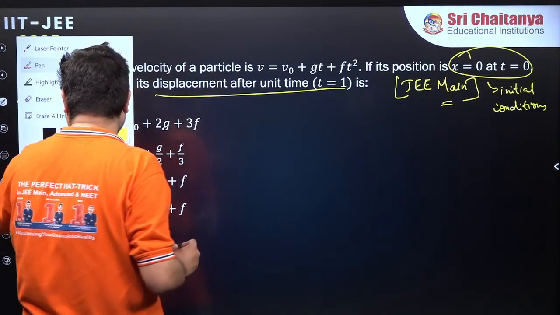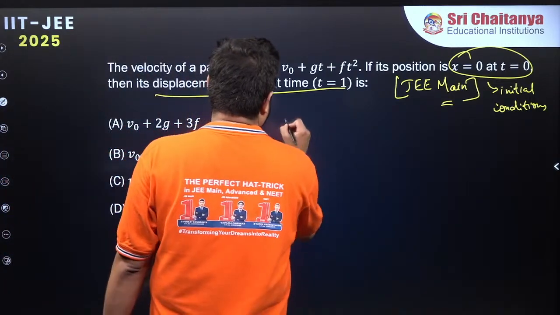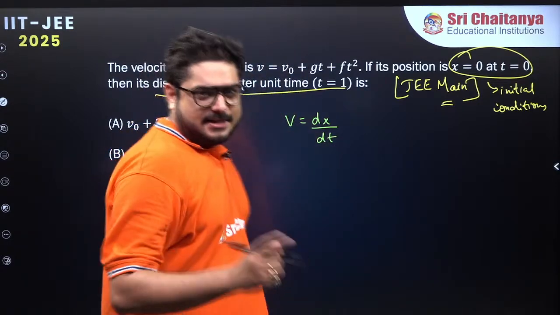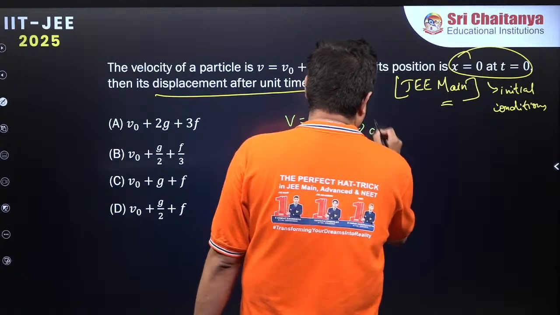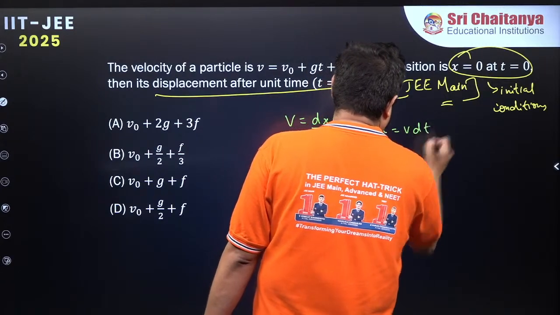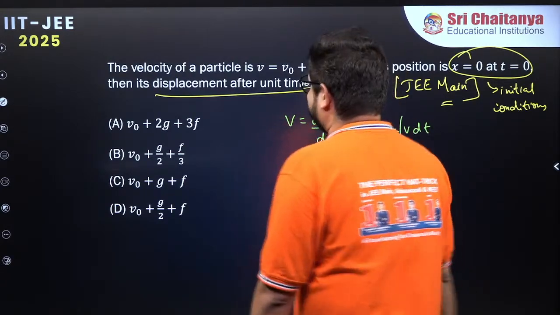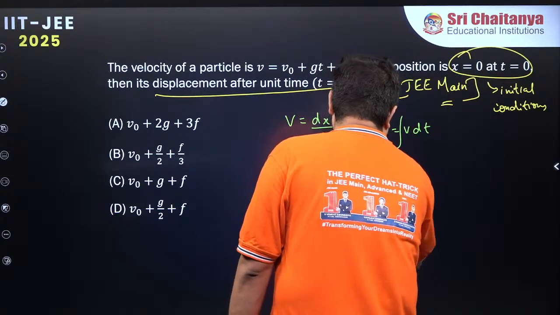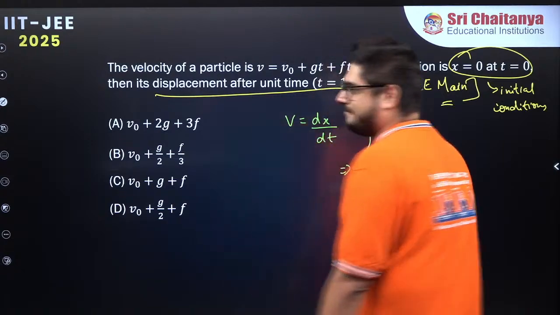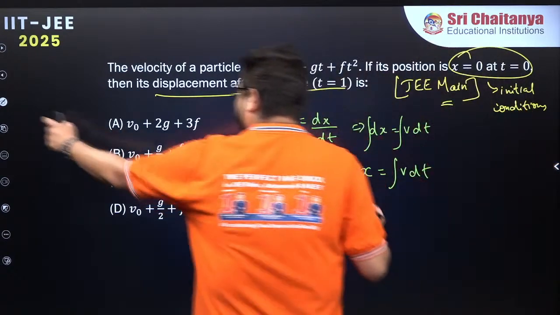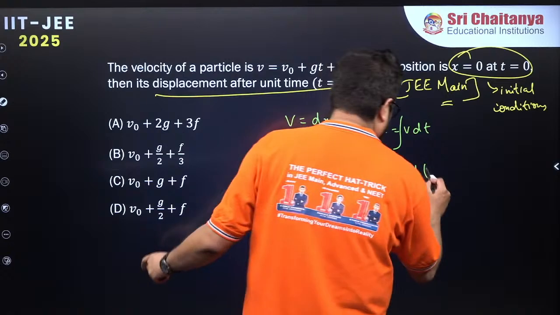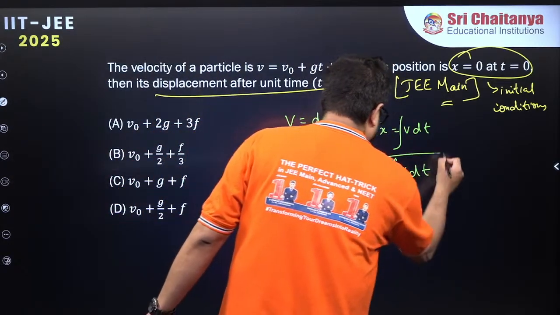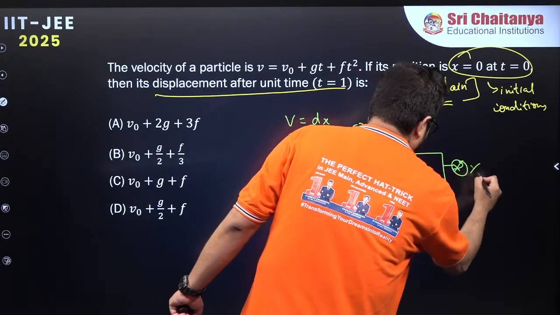Which formula, which equation are we going to use over there? The equation which we are supposed to use is v is equal to dx by dt, isn't it? So dx can be written as what? v dt. Integrate on both the sides. Dx, I will be getting the displacement, can be written as integral of v dt. So we are coming across this equation, everyone, that x is equal to integral of v dt. You can note this thing down. This is a very important formula.